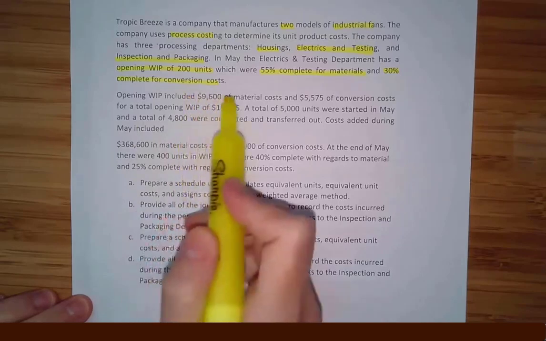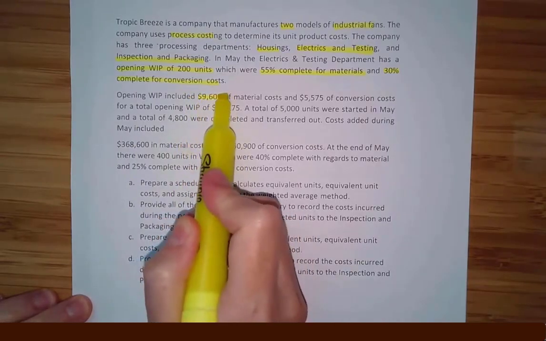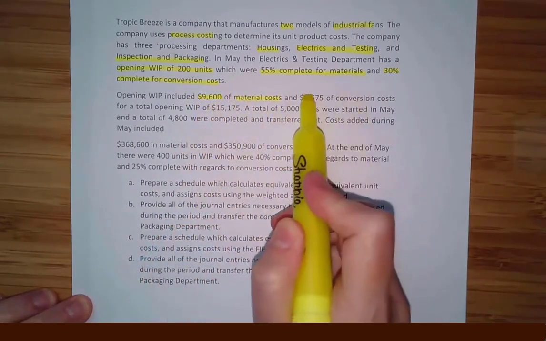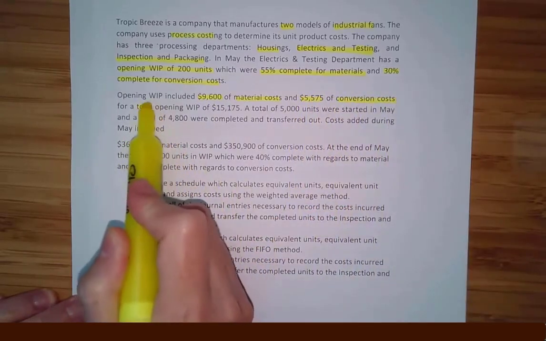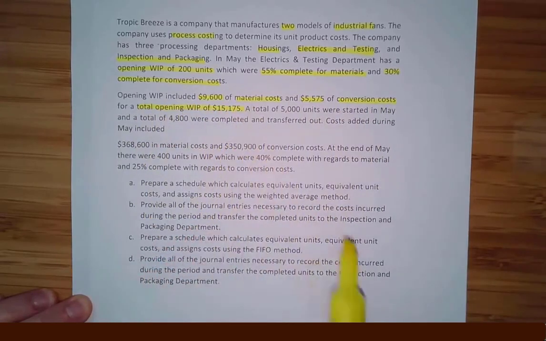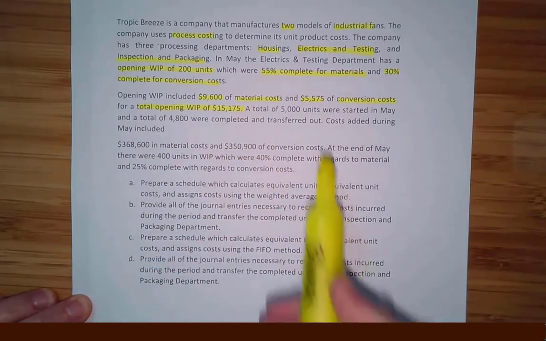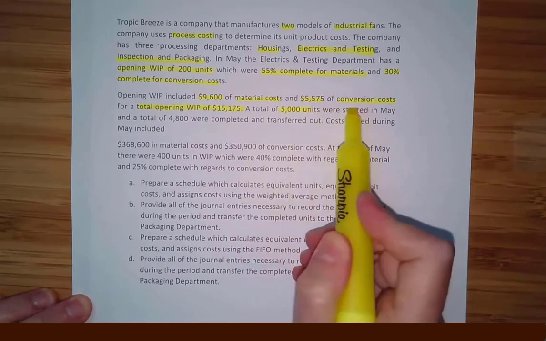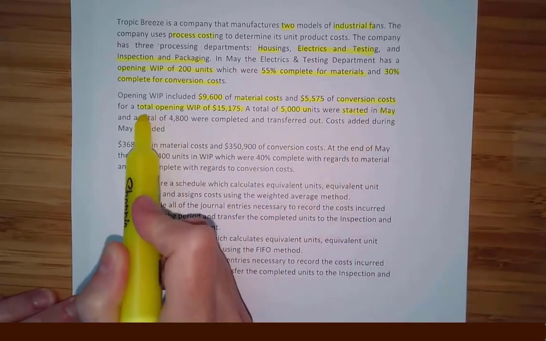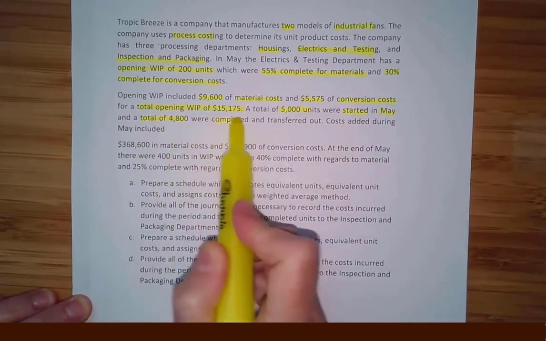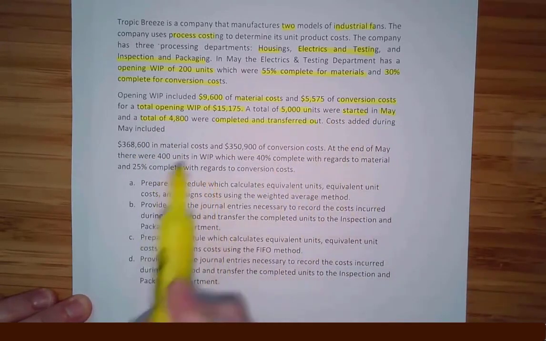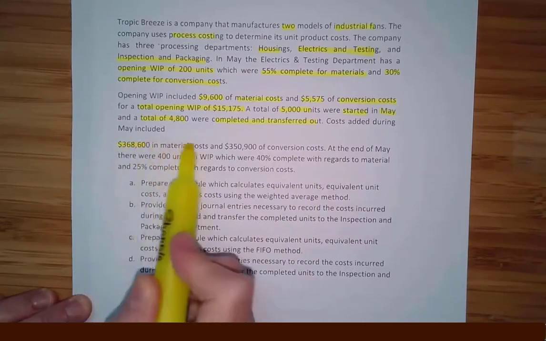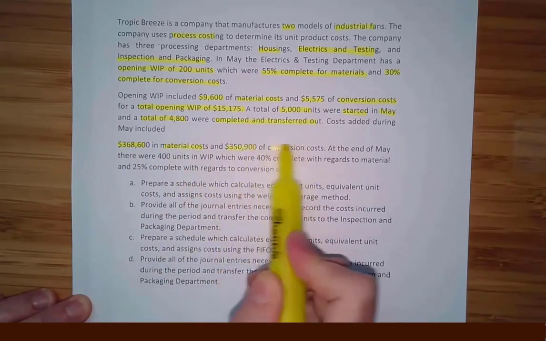Opening work in progress included $9,600 of material costs, $5,575 of conversion costs, for a total opening work in progress of $15,175. A total of 5,000 units were started in May, and a total of 4,800 were completed and transferred out. Costs added during May include this amount in material costs, that amount in conversion costs.